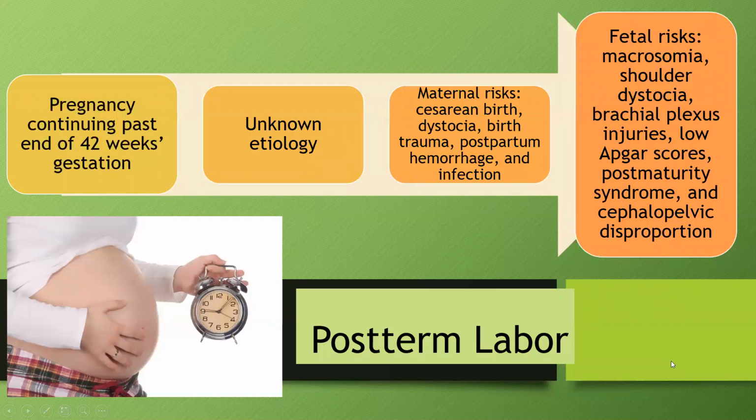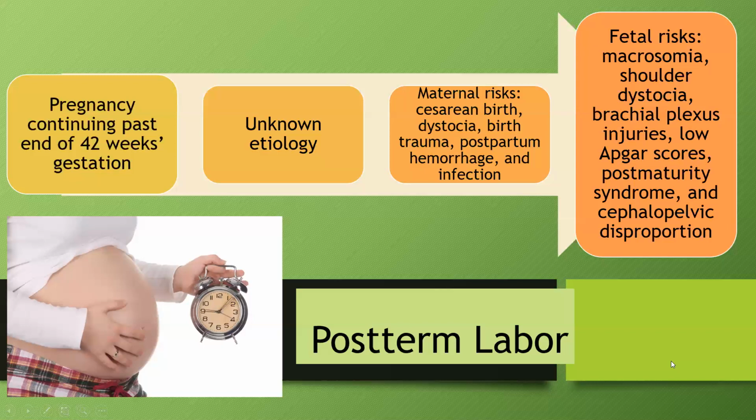Post-term labor is a pregnancy that continues past the end of 42 weeks. Now, we don't know why some women don't go into labor. The etiology is unknown, but there are some specific risks for a pregnancy that continues past that point. For maternal, she has a higher risk of having a C-section, a higher risk of having both shoulder dystocia and labor dystocia. There's a higher risk of birth trauma, hemorrhage, and infection. And for babies, there's a higher risk of macrosomia, so being very large, shoulder dystocia, brachial plexus injuries, low APGAR scores, post-maturity syndrome, and CPD, cephalopelvic disproportion. So these risk factors are increased after the 42nd week.